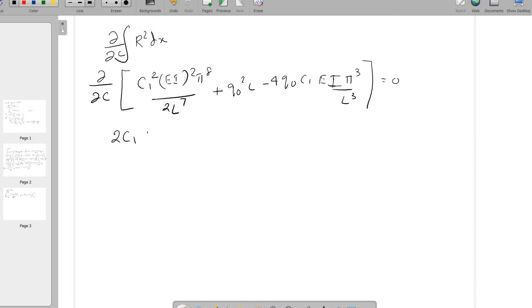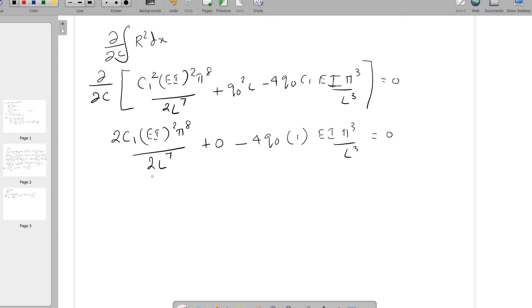So if you differentiate with respect to constant, C1 square gives 2 C1 EI the whole square pi power 8 by 2L power 7. Here q naught square L is a totally constant value, there is no C1. And minus 4 q naught, the constant C1 is 1, EI pi cube by L cube. When you differentiate constant C1, it is 1 because we are differentiating with respect to constant.